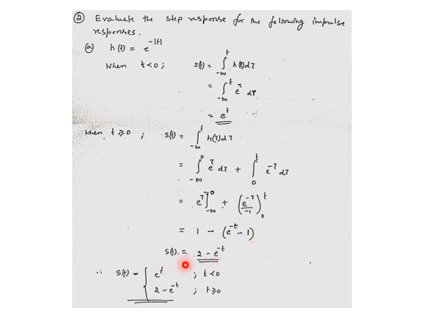After simplification, I get s of t is equal to 2 minus e to the power minus t when t is greater than or equal to 0. So s of t, that is the step response for the given h of t. We have e to the power t when t is less than 0, and when t is greater than or equal to 0, s of t is equal to 2 minus e to the power minus t. So this is how we find the step response for a given impulse response function.